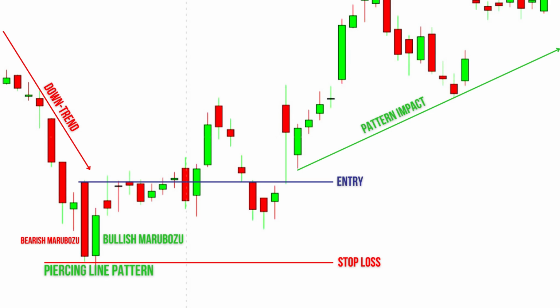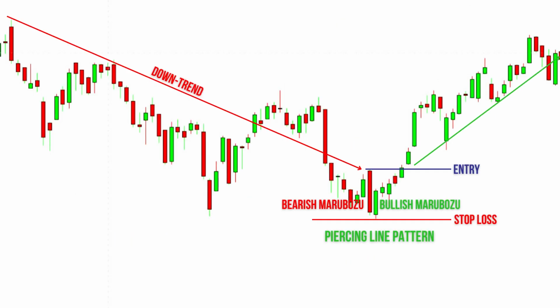In this chart, after proper downtrend, a bearish Marubozu candlestick was formed and next candlestick bullish Marubozu was formed. The close of bearish Marubozu and the open of bullish Marubozu candlestick can be at same level. Still piercing line pattern is valid. Then breakout and piercing line pattern has done its job. In this chart, after proper downtrend, a bearish Marubozu candlestick was formed. Next candlestick bullish Marubozu was formed and the formation of piercing line pattern was completed. Then breakout and piercing line pattern did the job.